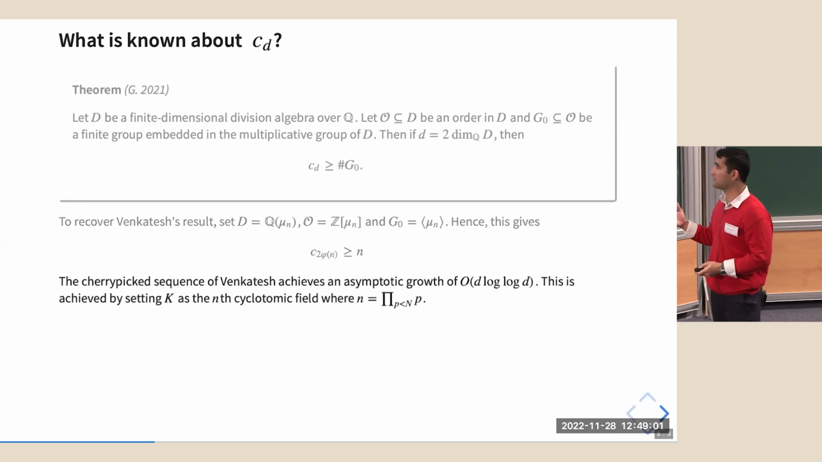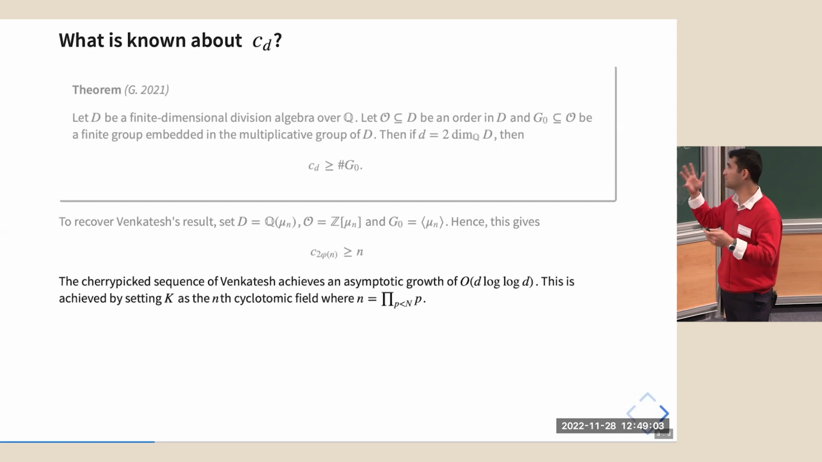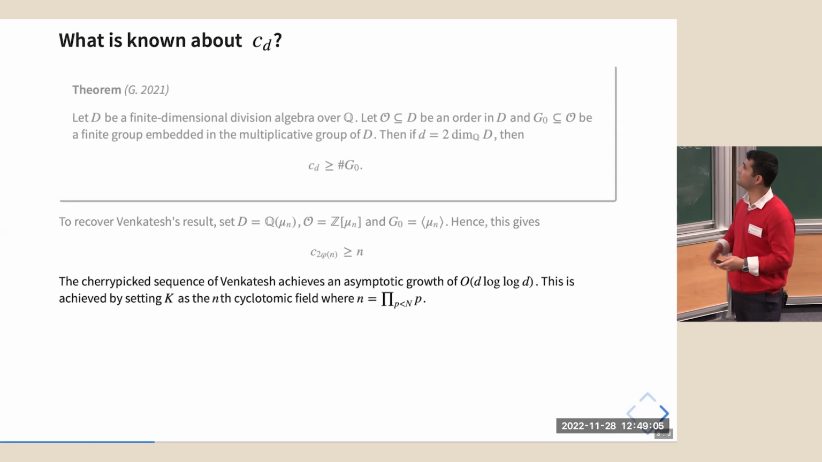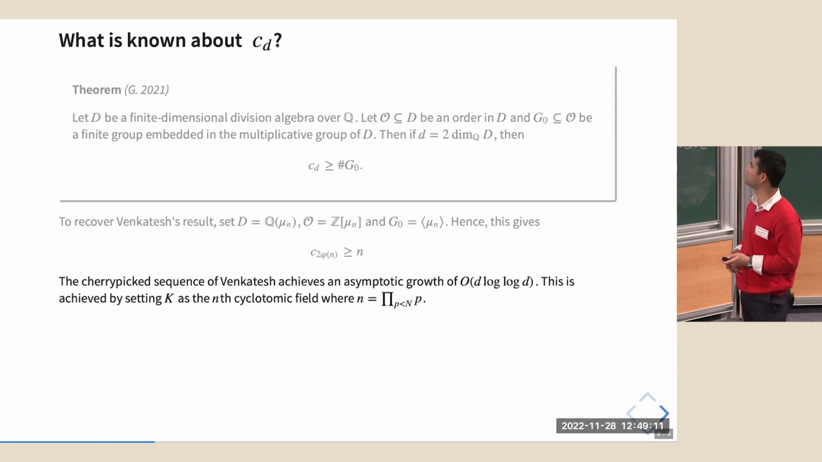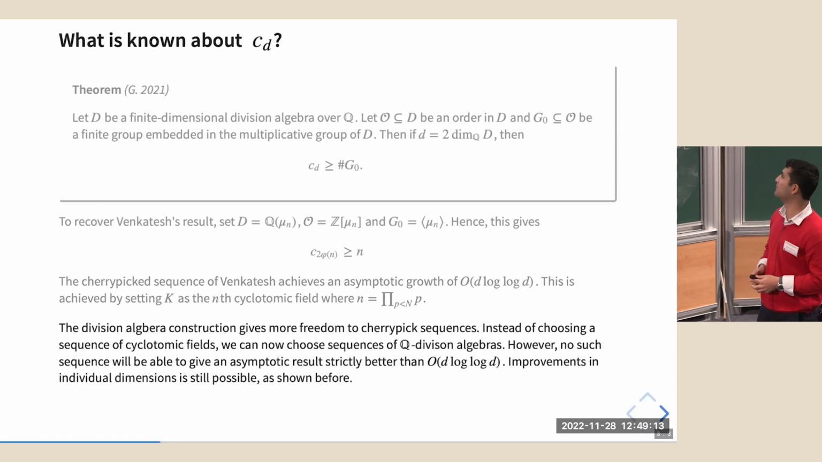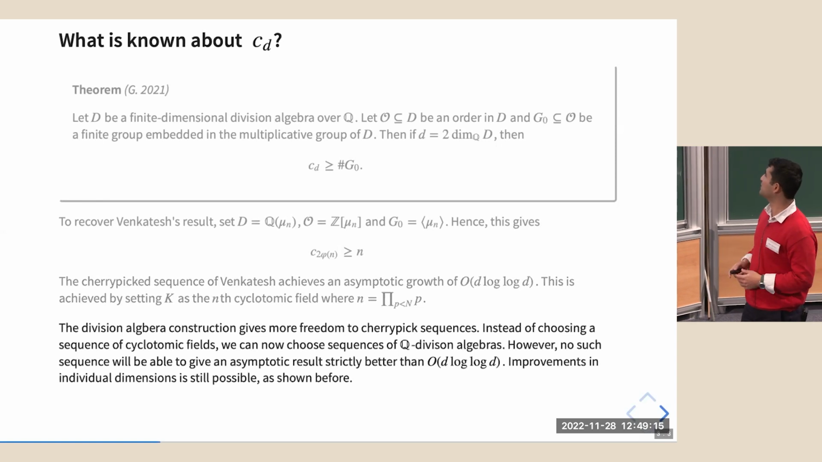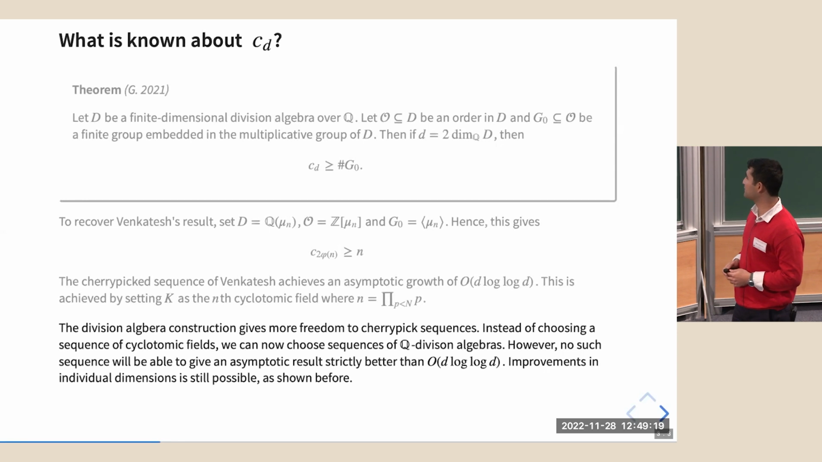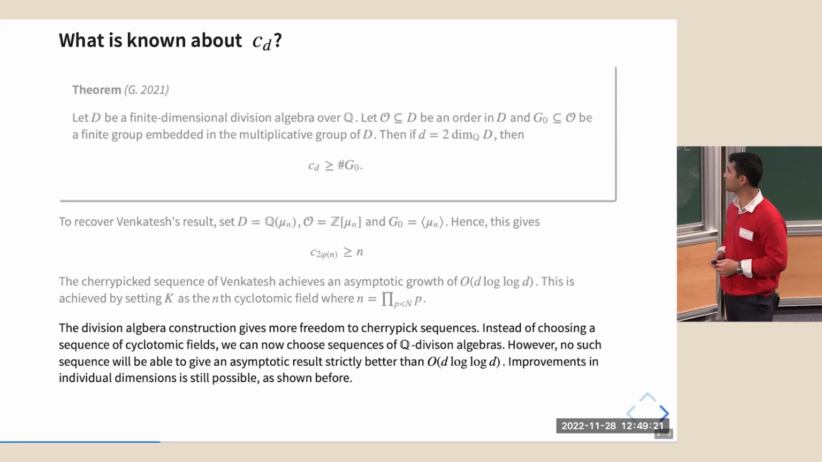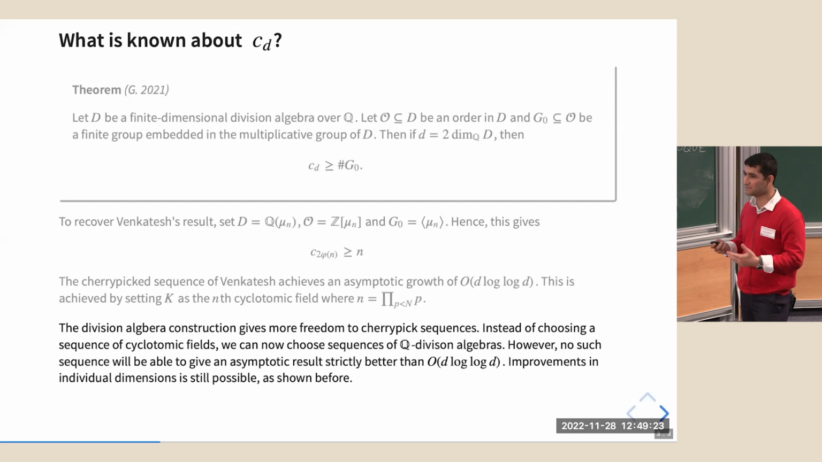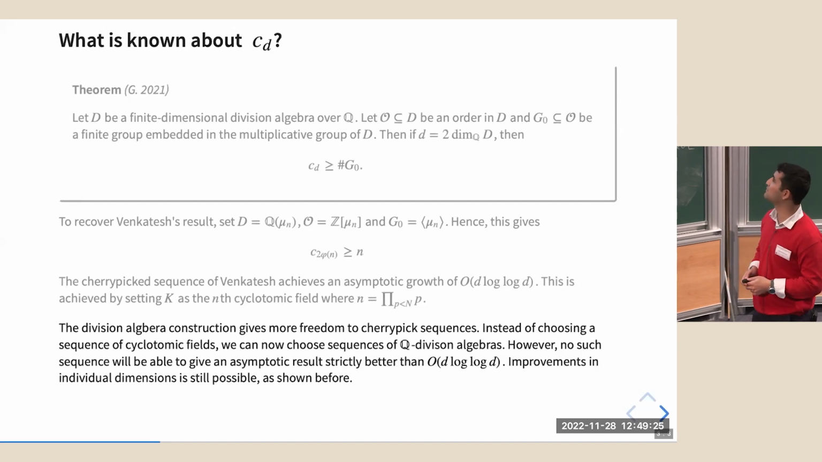But you can also cherry pick some other division rings and get more lower bounds, which was the green sequence that I showed you before. So no such sequence gives an asymptotic result strictly better than order d log d. Improvements in individual dimensions is still possible, as I showed.